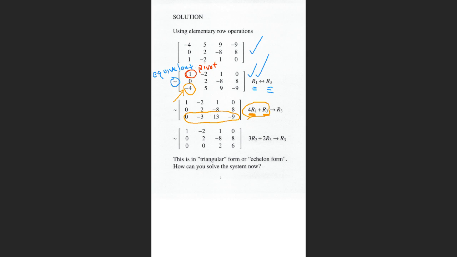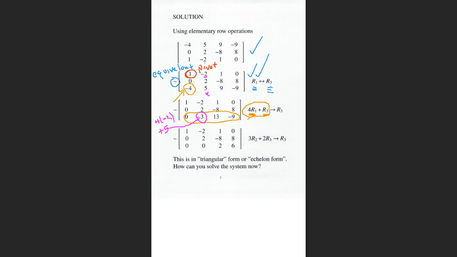So for instance, how did we get the -3 here? How did we get the -3? Well, I took 4 times -2, this -2 here, and then added it to 5, and that gave me -3.